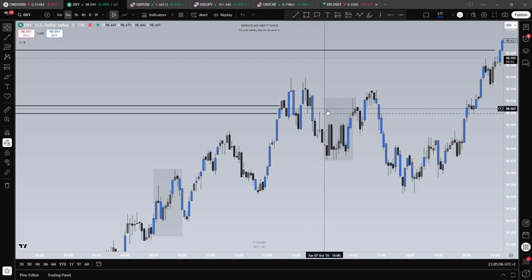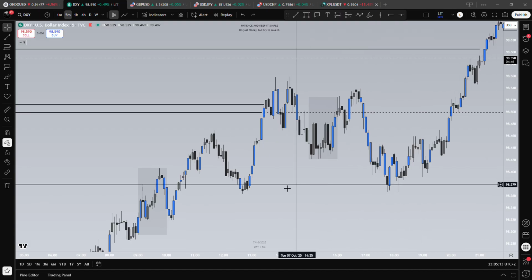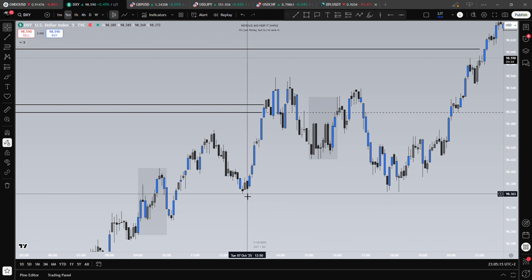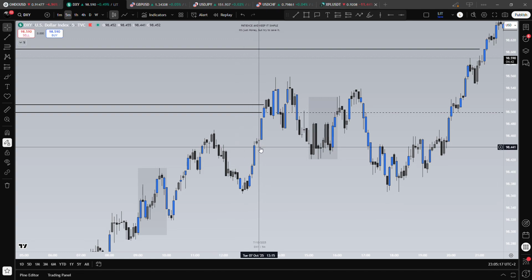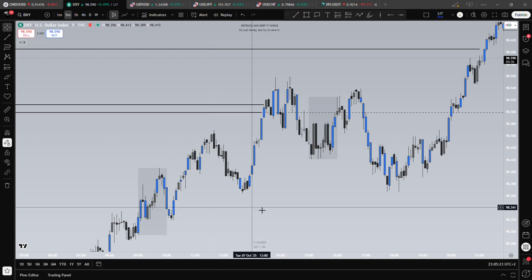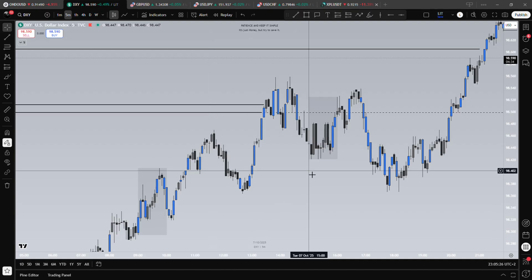So yeah, it's relevant. We had this breakout structure to the downside again, mitigation, and then another movement to the downside that didn't take this liquidity. Okay, we have the relevant liquidity on M5 here, but as you can see, the DXY is pretty crazy. So yeah, well, just like that.